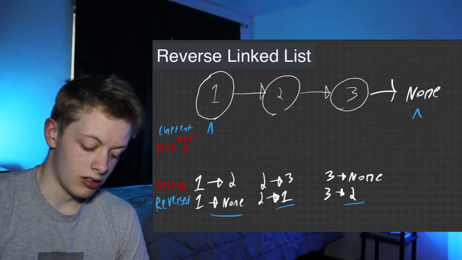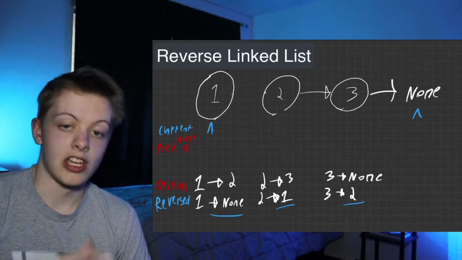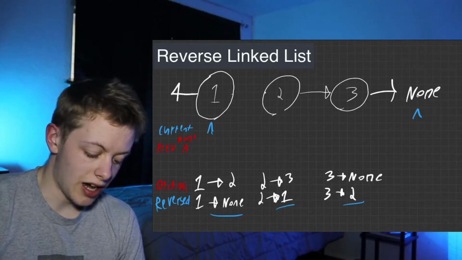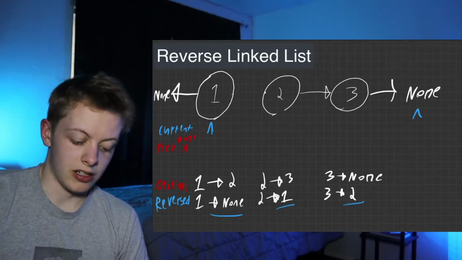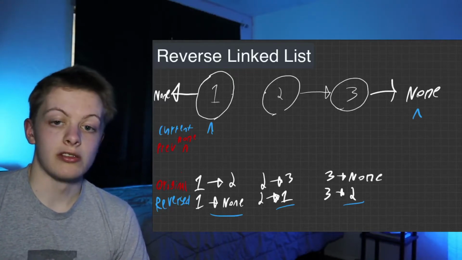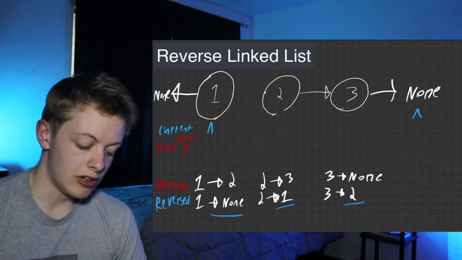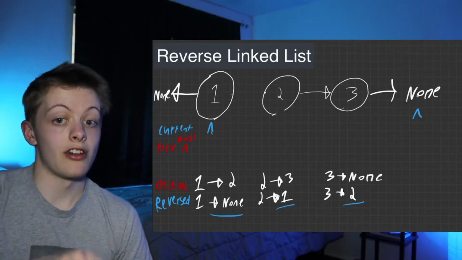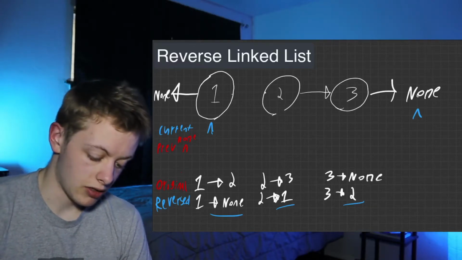Remember this though. Let's actually make that change I'm talking about, where we take our 1 and set its .next property to previous, which is now none. There's going to be issues there because look at this, we broke a link. That means if we don't save the 2, if we don't save our next node, we have no way of accessing the rest of our list.